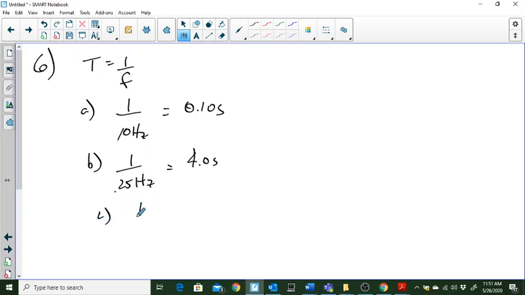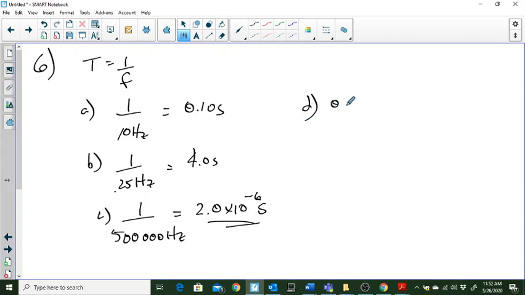C, 1 over 500 kilohertz. Kilohertz is 500,000 hertz. That's a lot of hertz. Oh, sorry. 2.0 times 10 to the negative 6 seconds. That's the time for one of those hertz. D, 0.10 hertz, and this is doing 1 over that, and that would equal 10 seconds.